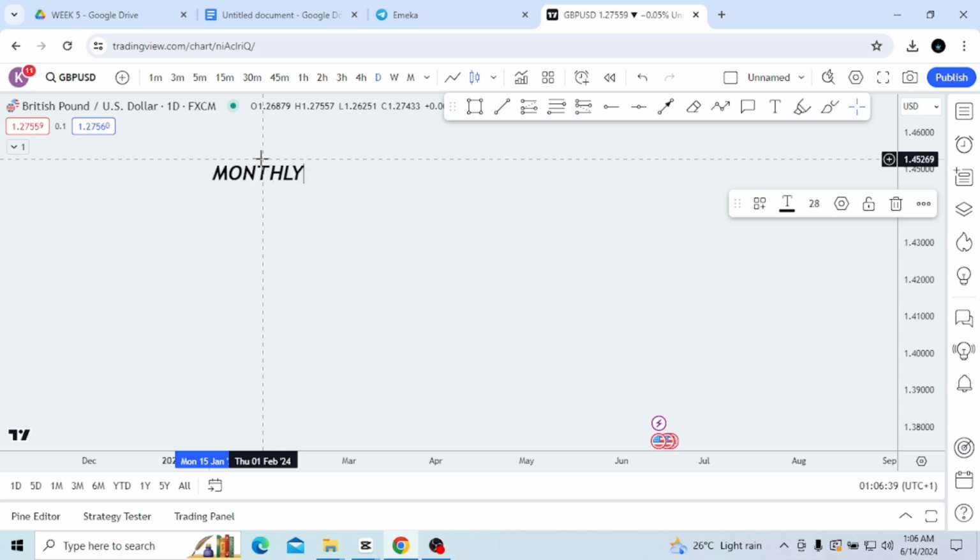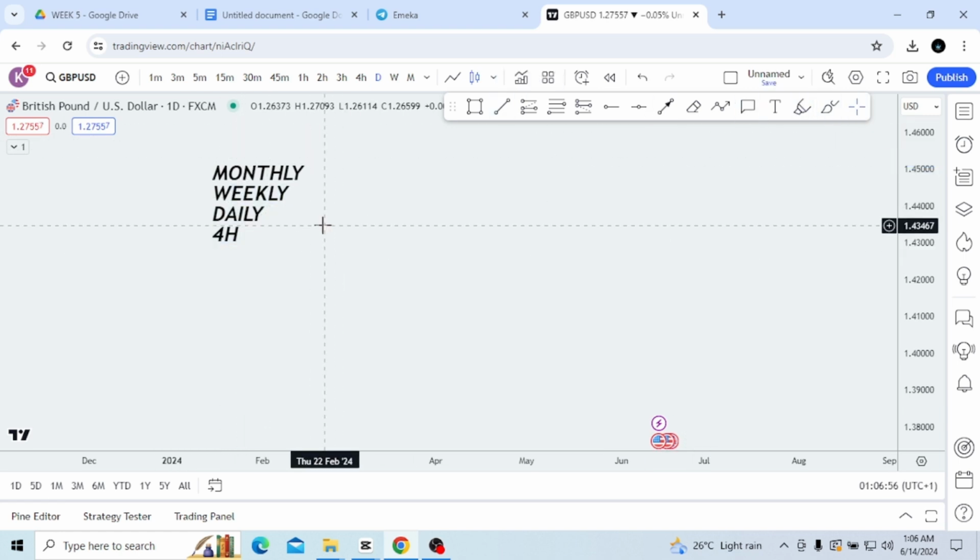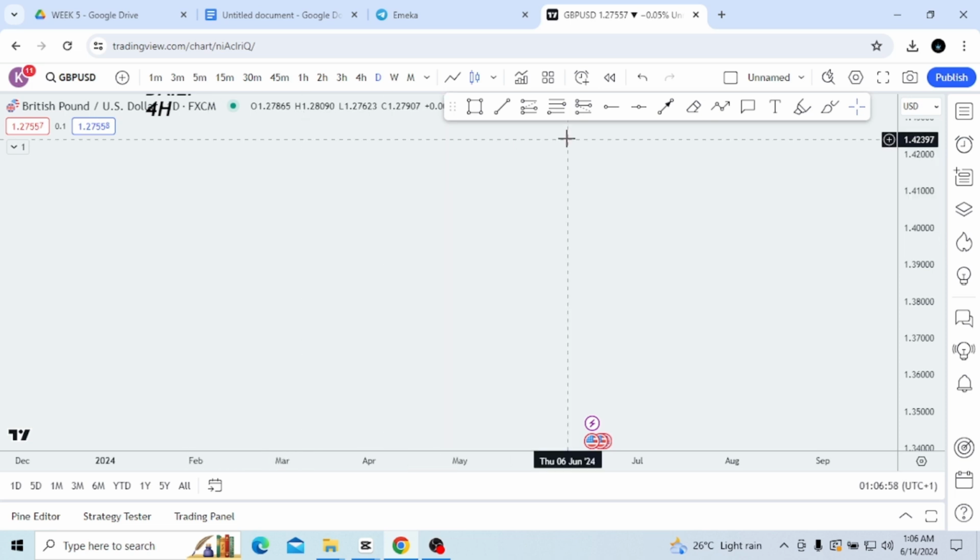We do that on the monthly, then we do it on the weekly next, then next to daily, next to 4 hour. These are the time frames that we love to map, and that helps us understand the market direction and what the market is doing. Okay, so I'll show you how to do the first thing.